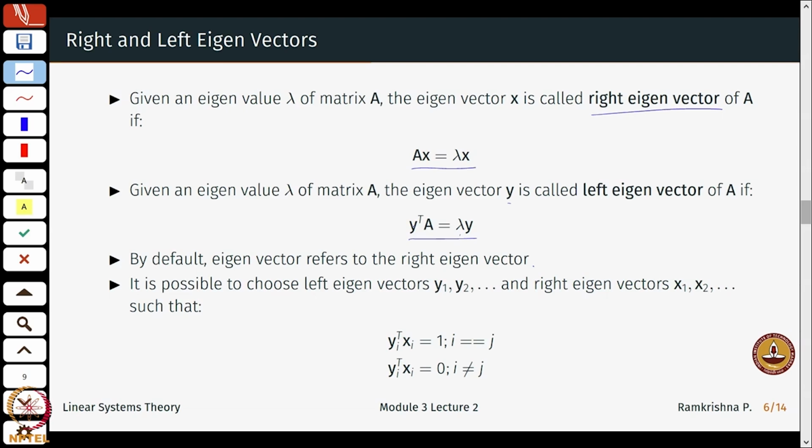It is also possible to choose these y's, y1, y2 and so on, which are the left eigenvectors, and the right eigenvectors, in such a way that y times x is equal to 0, or y times x could also be equal to 1. And how do we do this? Well, we can look at those transformations which we did earlier. Okay, so there should be a transpose here. Sorry about that.